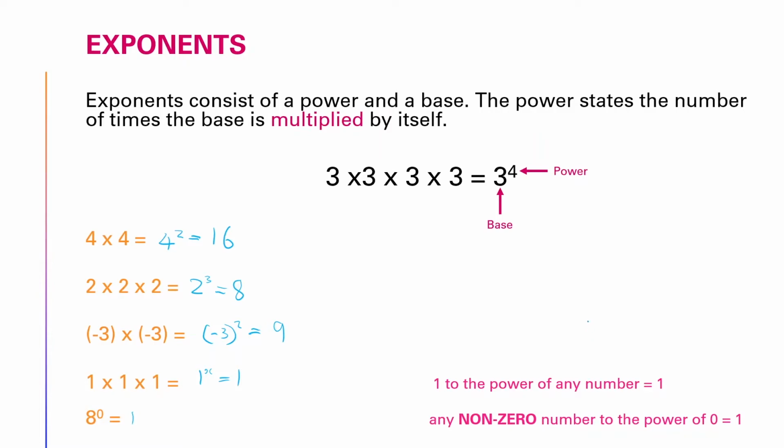Now, what if we had 0 to the power of 0? We can't multiply 0 times itself 0 times. So people still don't know what the answer to this is. So it's undefined. You're not going to get any questions saying 0 to the power of 0 because no one knows the answer to that.